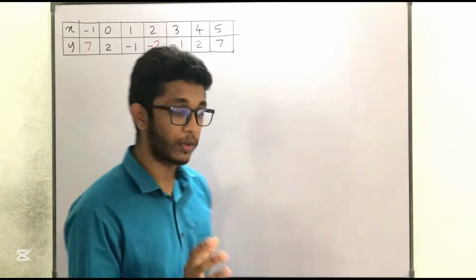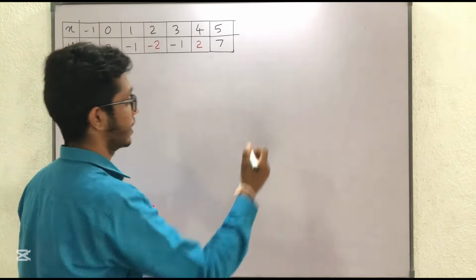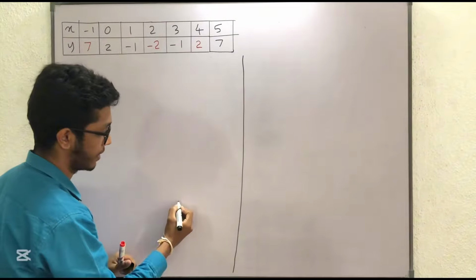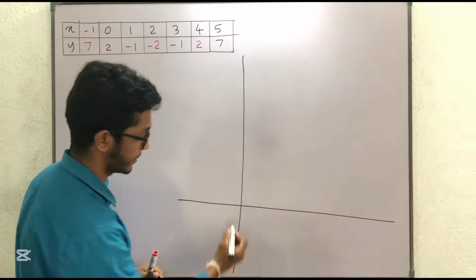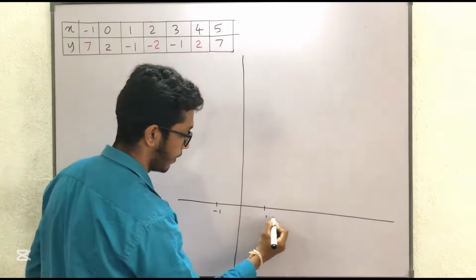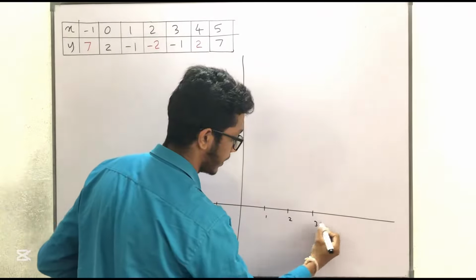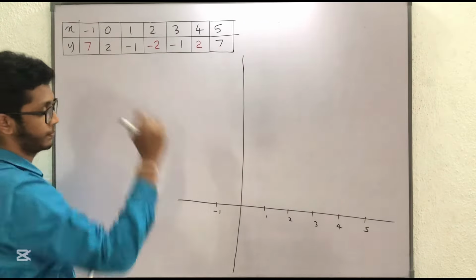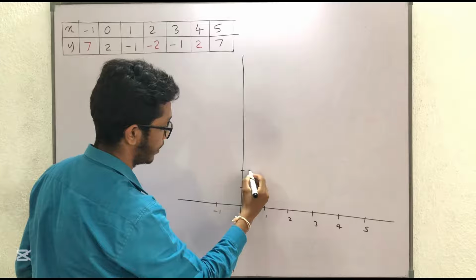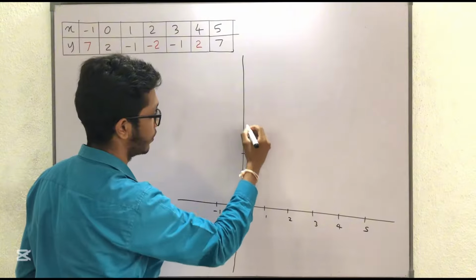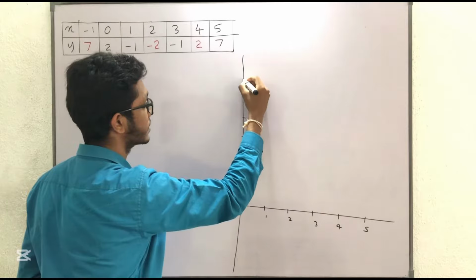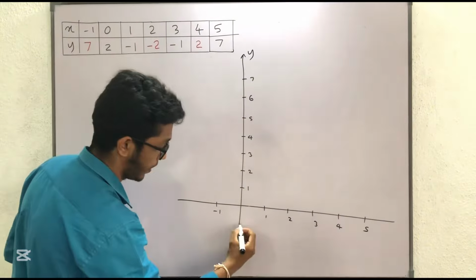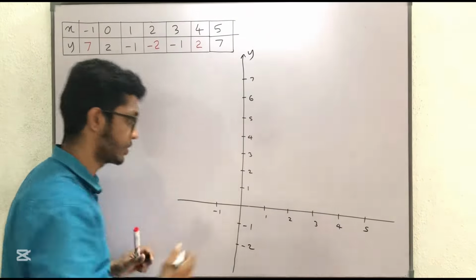Right. Now I am going to draw the graph by considering these x and y values. First I am marking the y-axis. This is my y-axis, and this is the x-axis. On the x-axis: -1, 1, 2, 3, 4, 5. To this side we have to mark up to 7: 1, 2, 3, 4, 5, 6, 7. To the negative direction we have to mark up to -2: -1, -2.